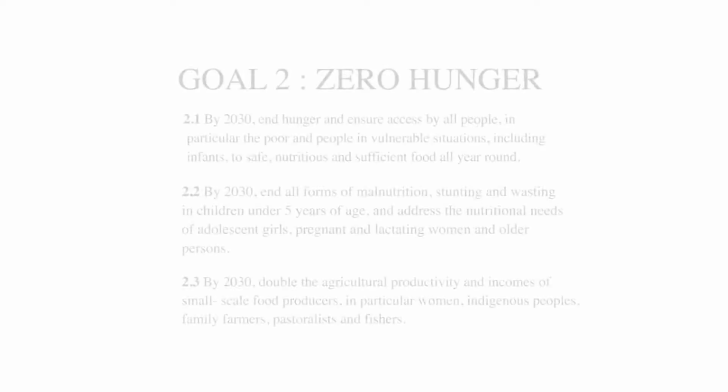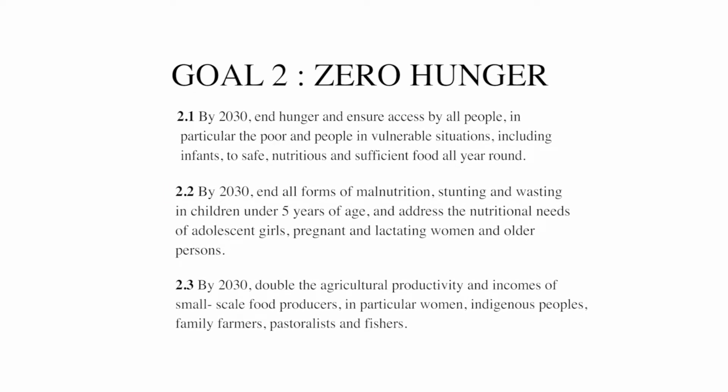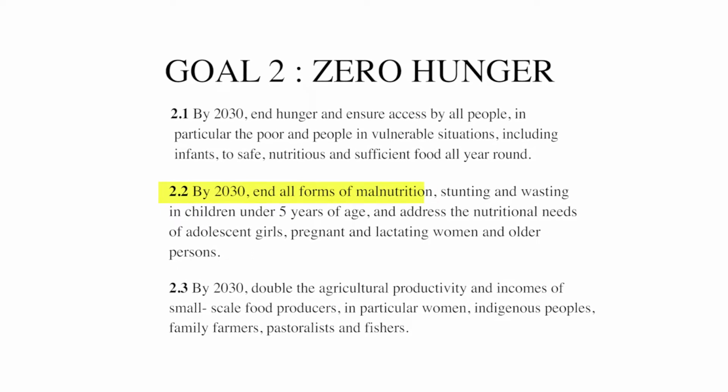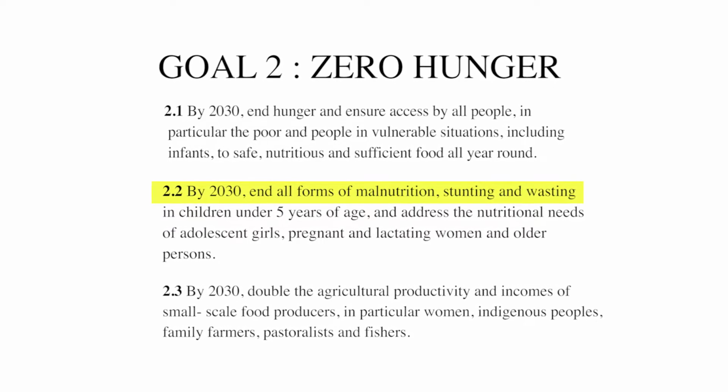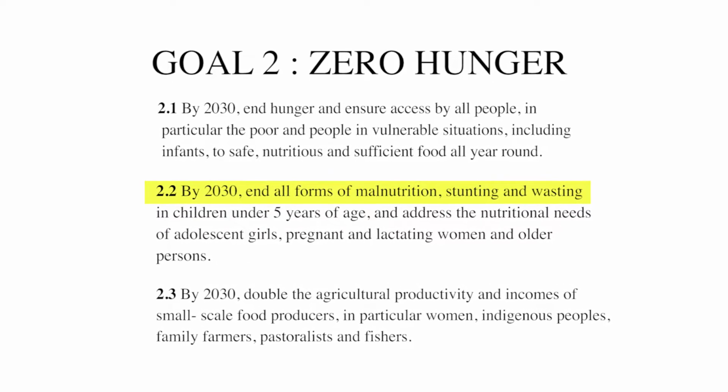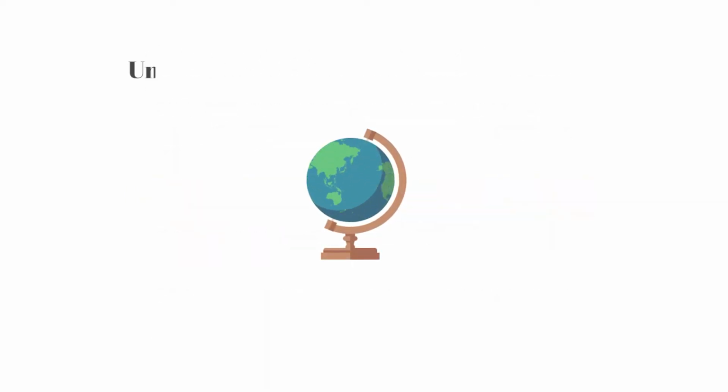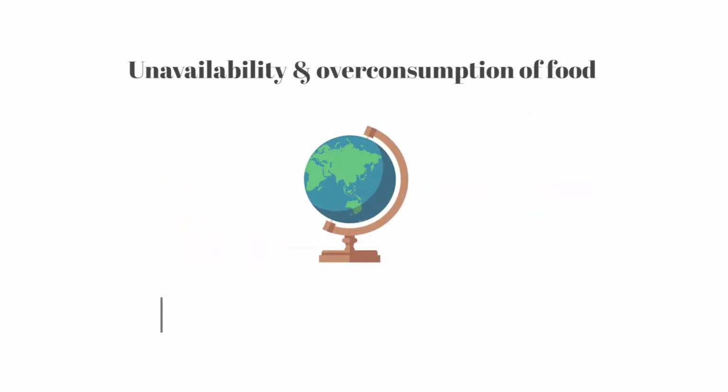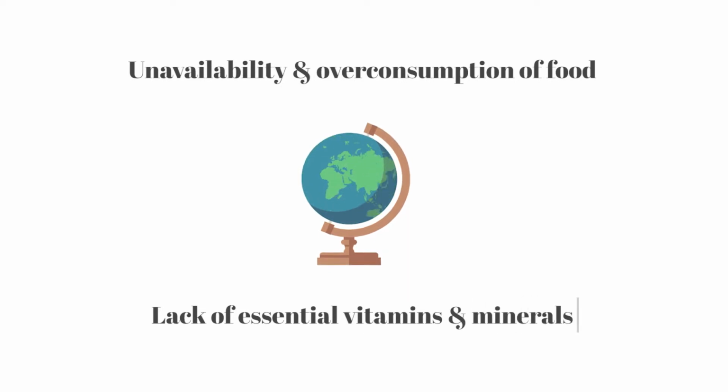In 2015, the UN agreed to aim to achieve zero hunger by 2030 as part of their 17-step Sustainable Development Goals. In this video, we'll be focusing on Target 2.2 of achieving zero hunger to end all forms of malnutrition by 2030. This is a global issue pertaining to the unavailability and overconsumption of food and the lack of essential vitamins and minerals which the body needs to function correctly.